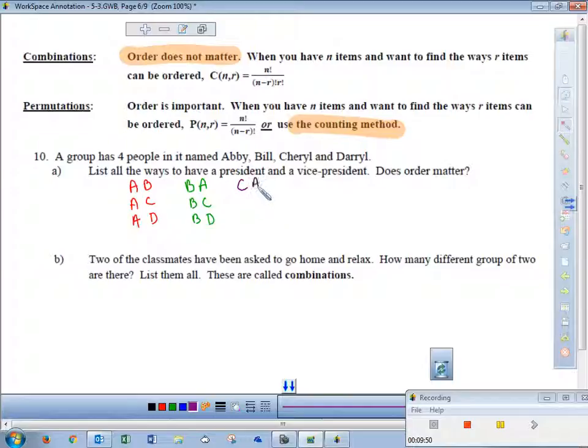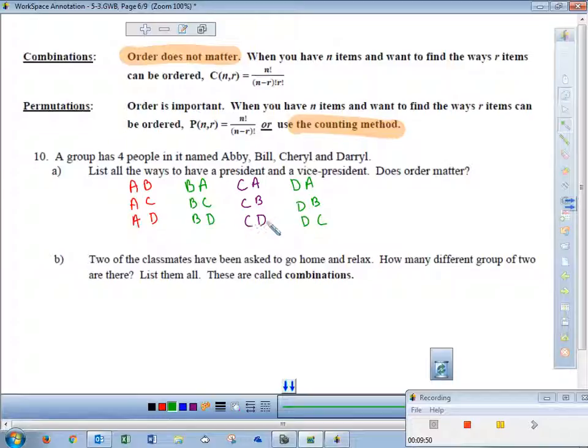Well, now, what if Cheryl was the president? Couldn't Abby be her vice? And Bill could have been the vice, and Daryl could have been the vice. And then also, Daryl could be the president, Abby could be the vice, Bill could be the vice, and Cheryl could be the vice. So as you can see, you kind of see the combos.